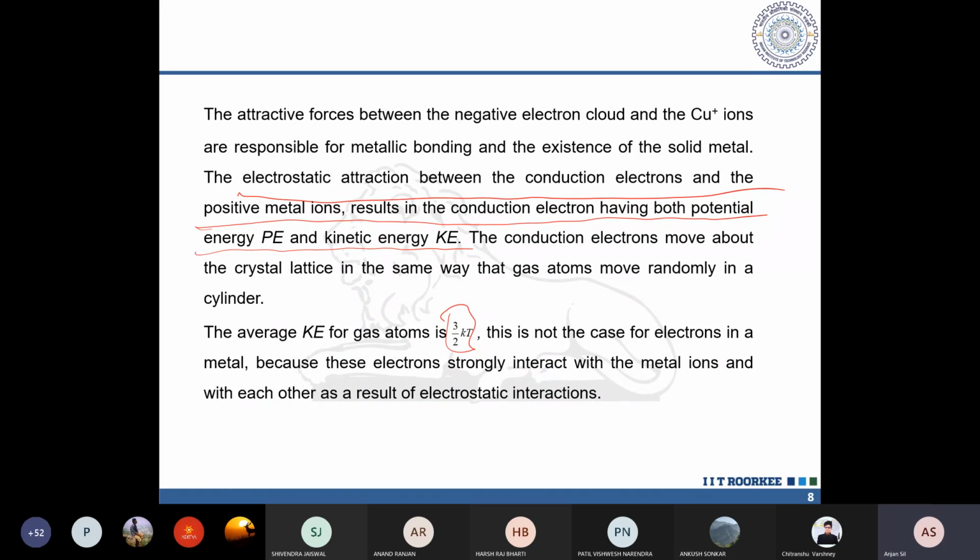We have to realize and understand this, because these are all very fundamentals. These electrons strongly interact with the metal ions and with each other as a result of electrostatic interaction. Is it clear? Up to this point is clear? Yes, sir. Absolutely, yes, sir.